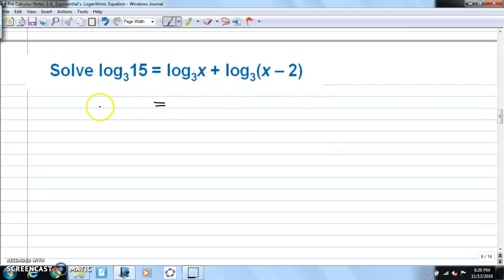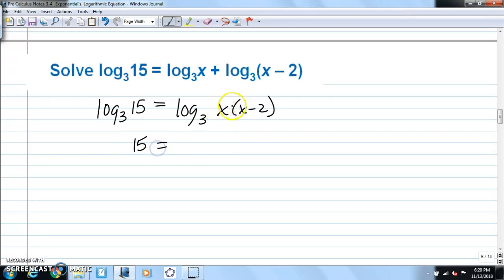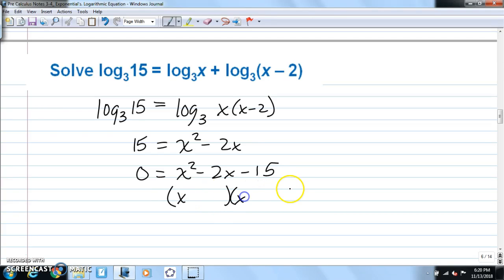Okay, so on the right-hand side here, we need to combine it to get it to be a single logarithm. These are added, so that means I multiply. So this is log base 3 of x times x minus 2. So my 15 has to equal my x times x minus 2, and I'm going to go ahead and multiply that out. x squared minus 2x. Move everything to one side, and factor. So minus 5 plus 3, that adds up to negative 2, and multiplies to be negative 15. So x equals negative 3, or x equals 5.